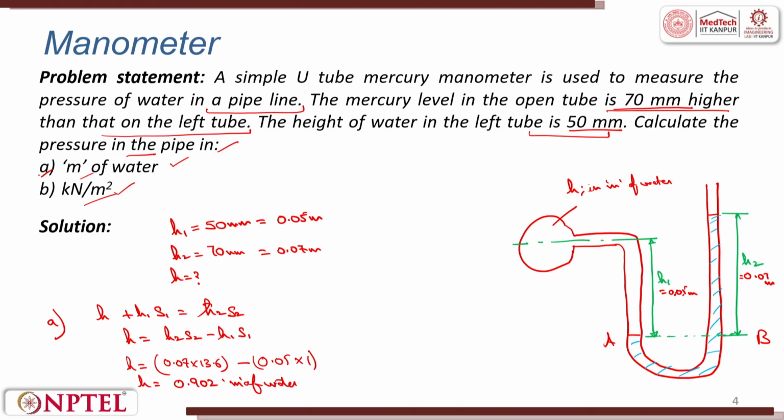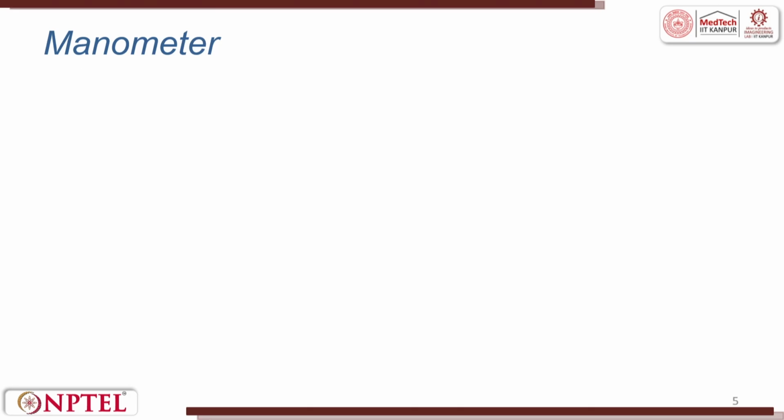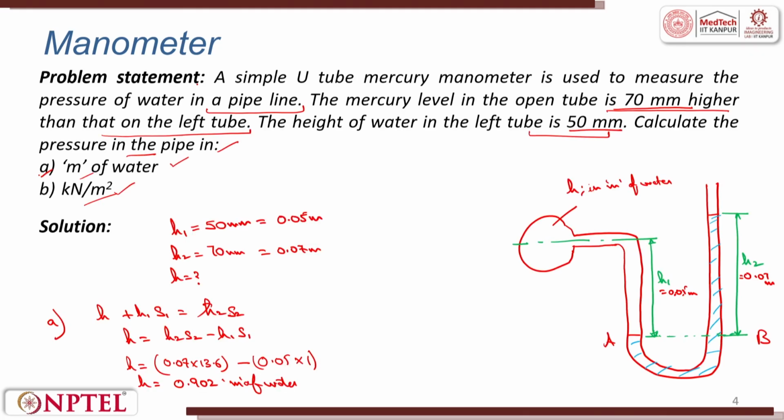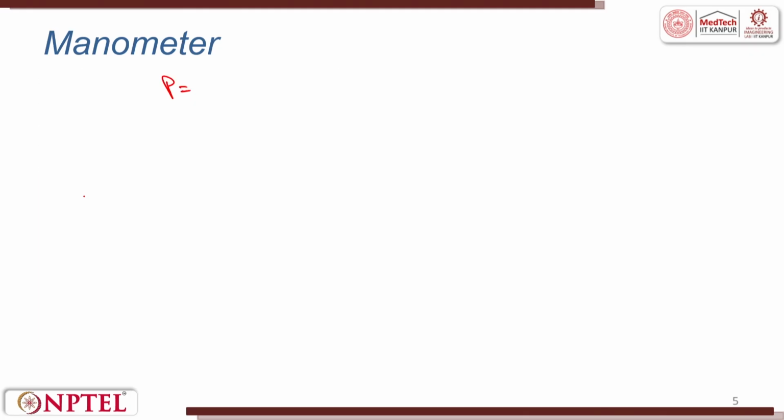Second part is we need to calculate this pressure in kilonewtons per meter square. So, we know pressure is also W into H, that is here W is specific weight of water.